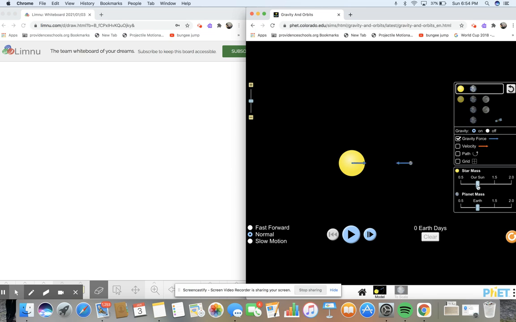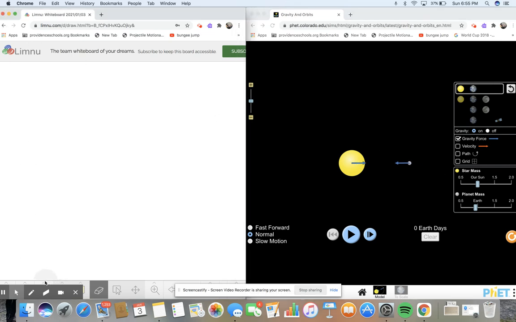So I hope you noticed that there are three variables that affect the strength of that gravity force. So as I change the star's mass, the arrows of gravity force change. As I change the planet's mass, that gravity force changes. And as I change the distance between the sun and the planet, that gravity force also changes.